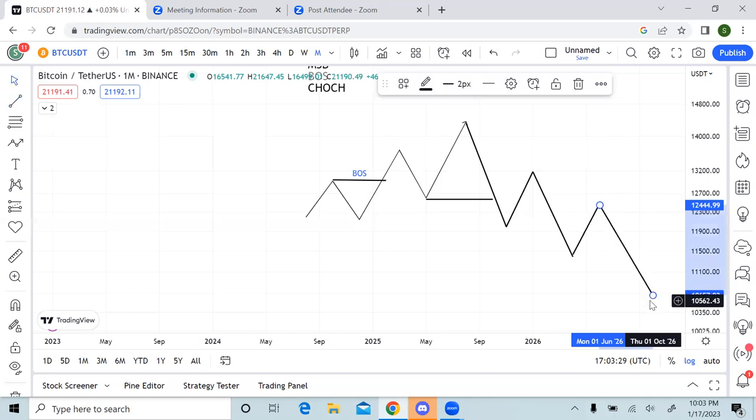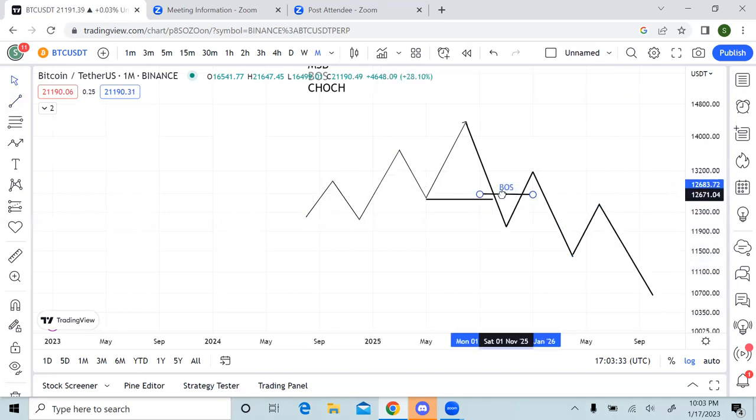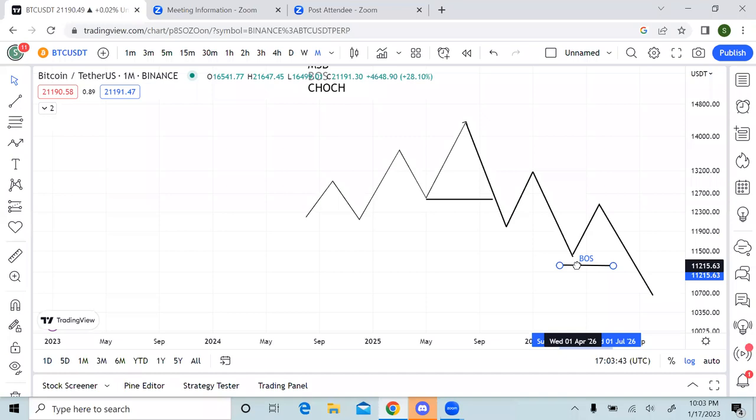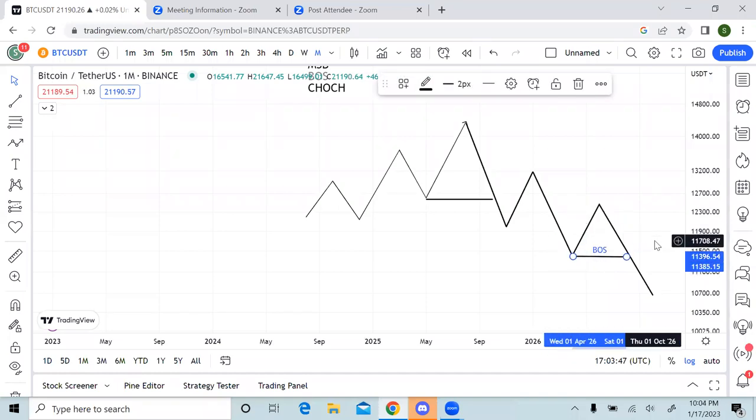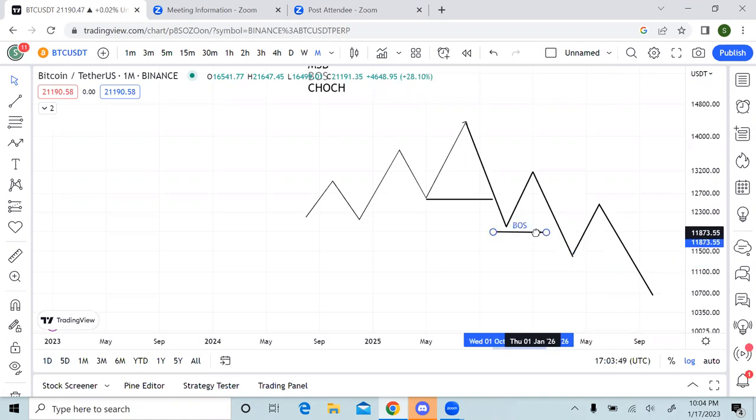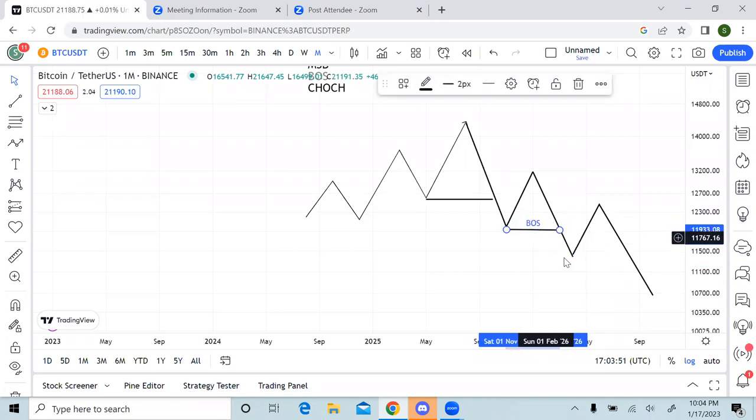Simply, we know that these levels are called BOS. After breaking down this higher low here, it broke to a lower low, lower high, and a new lower low is created here. This is our simple BOS, this is our BOS, this is our BOS. It is only confirming that price will go in the downward direction. It will be continued, simple. It gives us a continuation here.